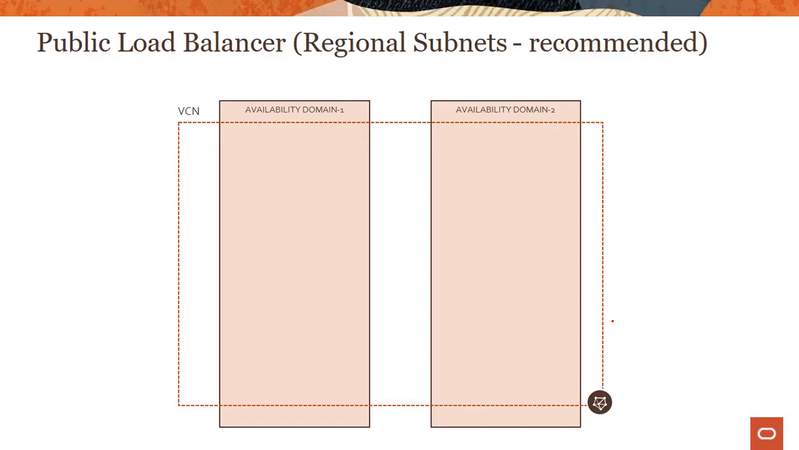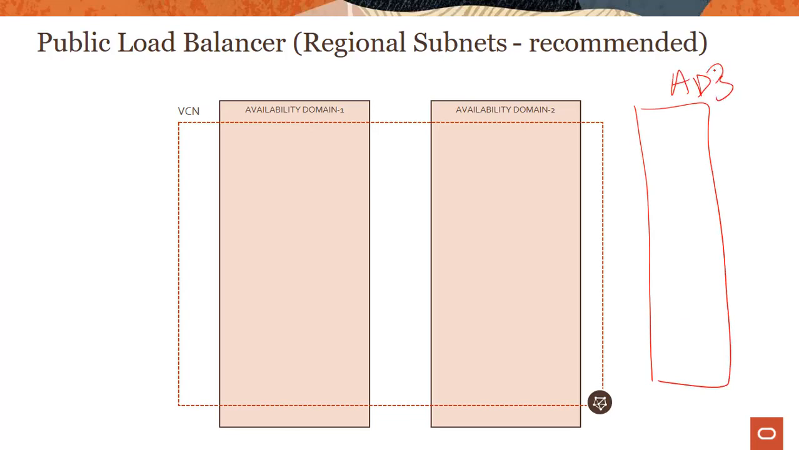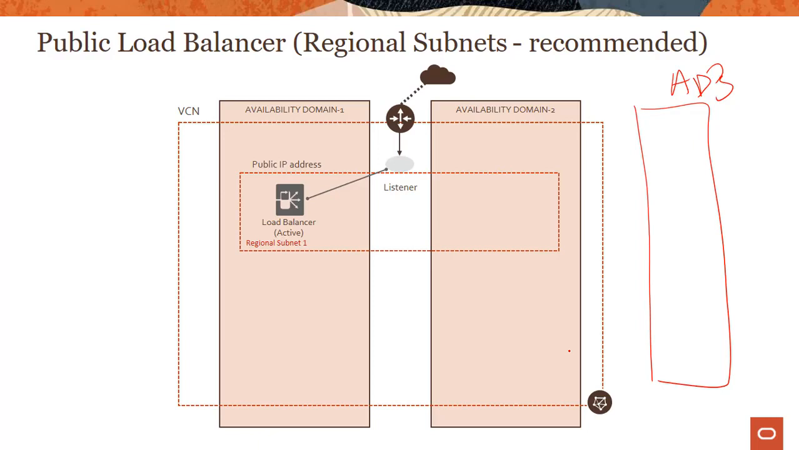So let's look at this example. This is, of course, a multi-AD region. Multi-AD regions always have three ADs. I'm just showing two ADs just to keep the picture a little cleaner. As you can see, the VCN is a regional service. It's running across the two ADs we have here. And then, as you can see here, we can get requests coming from the internet, and we have a regional subnet here, so it spans all the ADs, and we have created a load balancer.